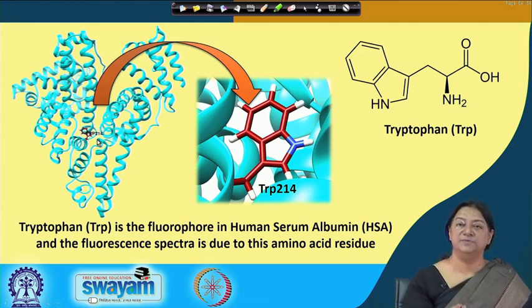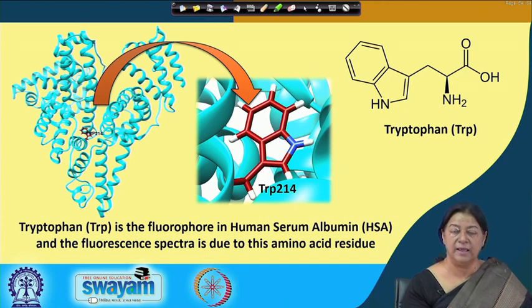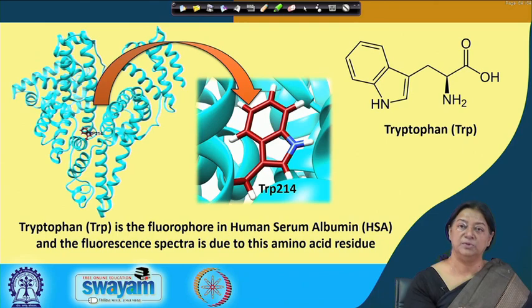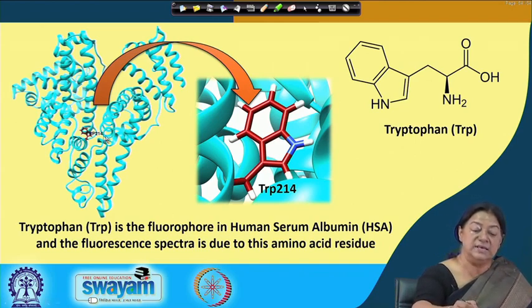If we add a specific compound to human serum albumin in our cuvette, in our sample preparation, we allow it to incubate, or we keep it for a while, and then we measure the fluorescence, or we take a fluorescence spectrum again, and then we compare it with the previous fluorescence spectrum that was taken. What is most likely going to happen is, if the molecule interacts with or sits in this pocket.